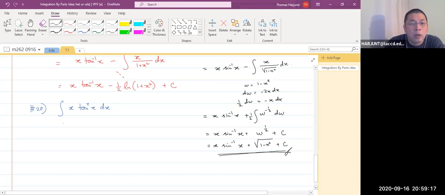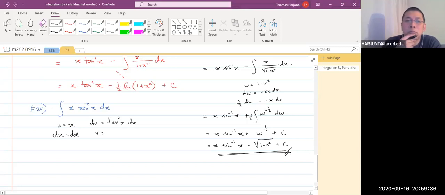Okay, now coming back here, number 20, I get my u equals x, my dv equals tangent squared x dx. So my du equals dx, and my v equals, this one is not easy, huh? This is not easy.